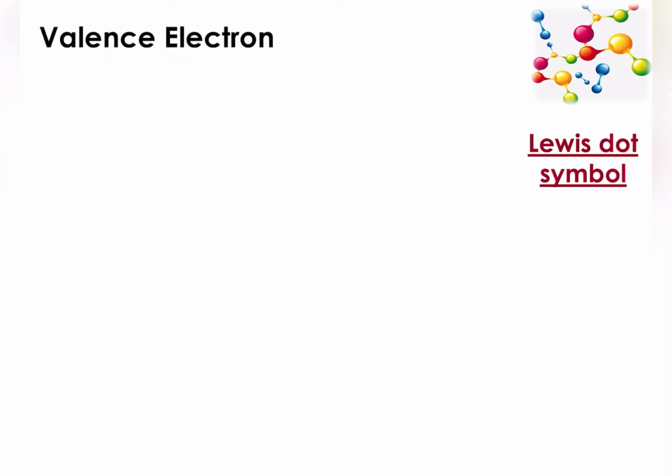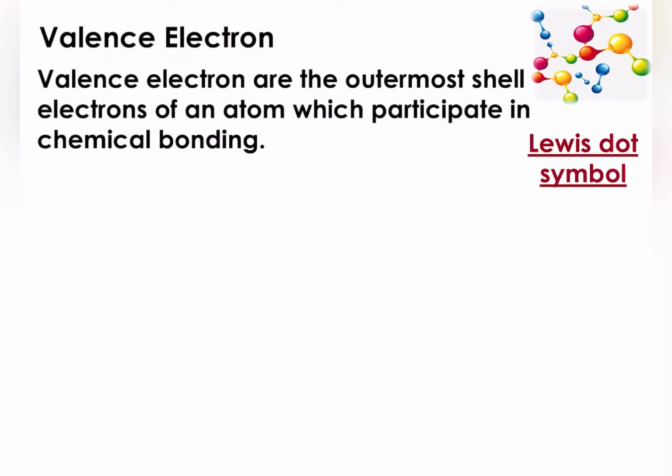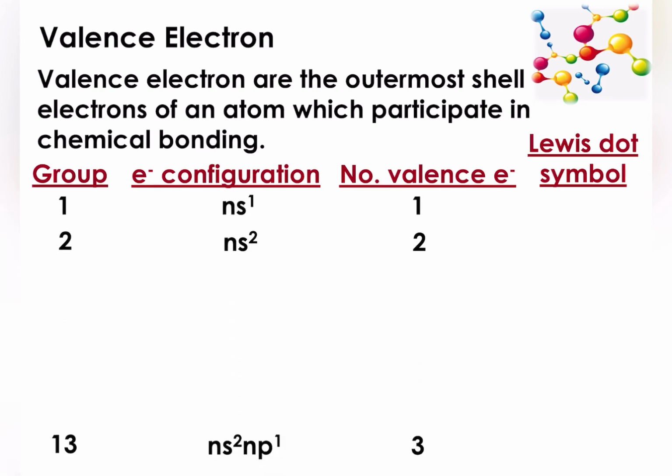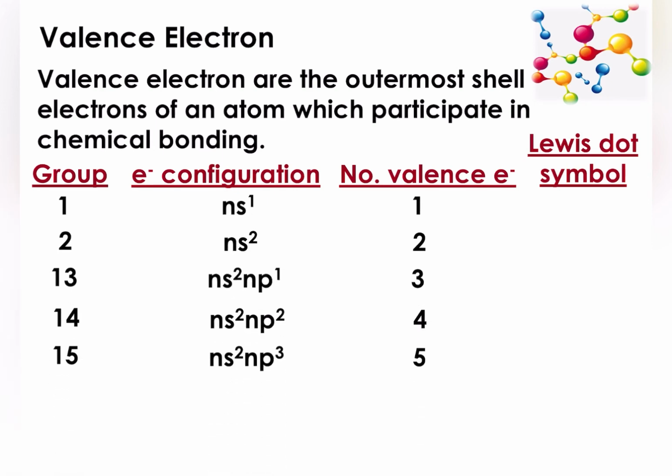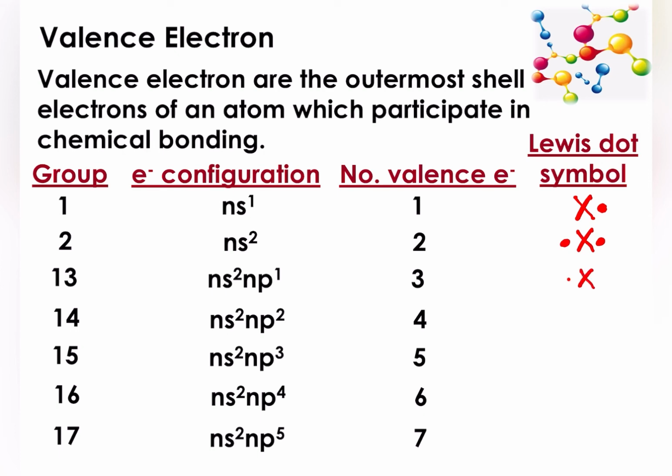For example, we take it from the previous slide where we have a number of different elements based on their groups, and then how I want to write the Lewis dot symbol for that element. For example, we take that element as X. So I have X with 1 valence electron, so it means 1 dot symbol. And then for X in group 2, it will be 2 dot symbols.